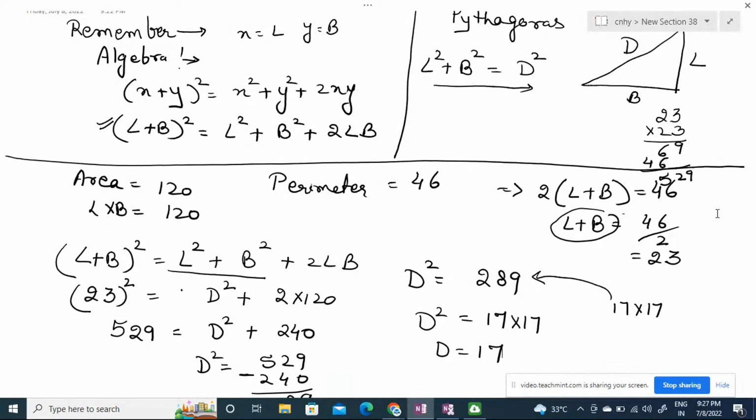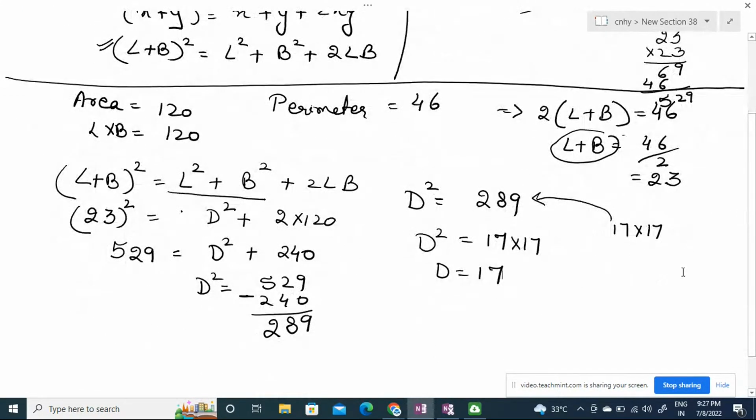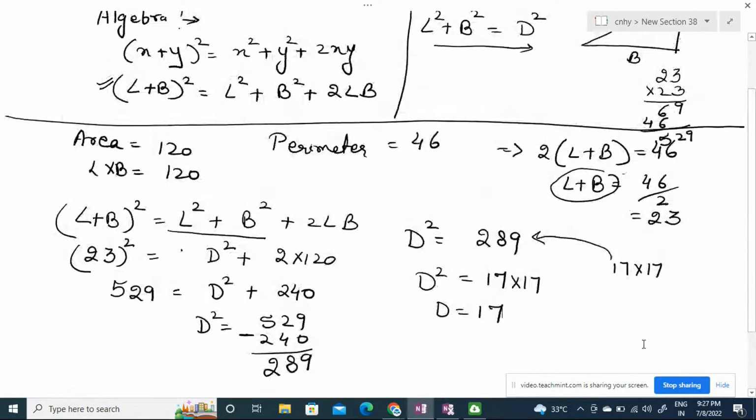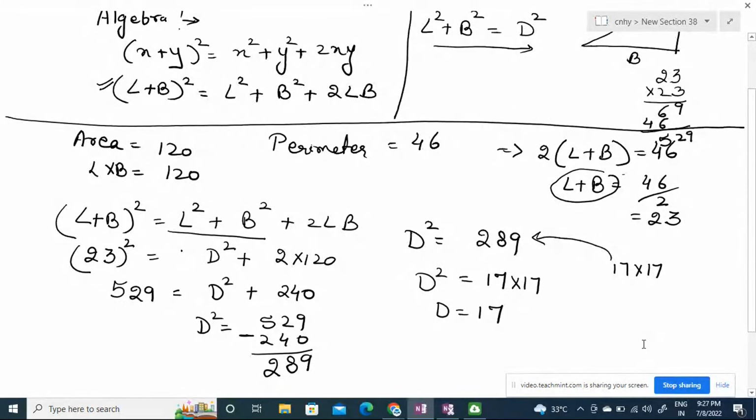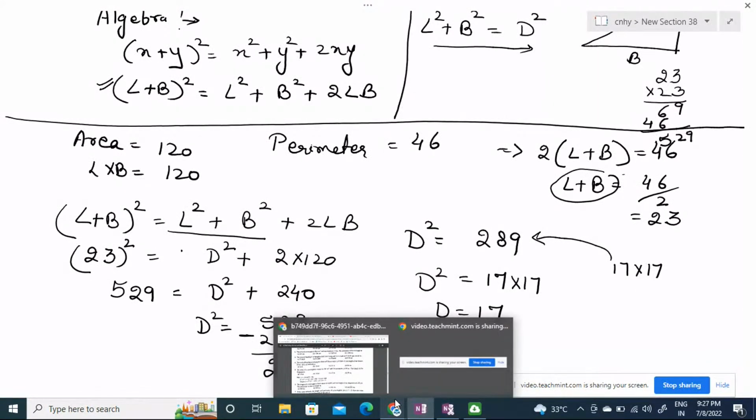Let's say L plus B squared is d squared plus 2LB, which becomes 23 squared equals d squared plus 240. 529 equals d squared plus 240, and d squared is 289. So d squared is 17 into 17, and d is 17.